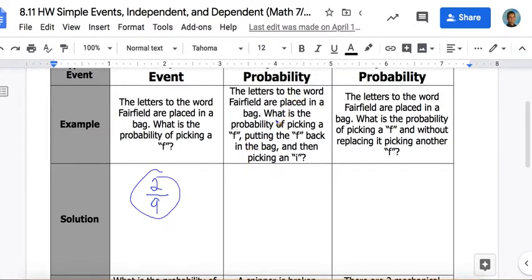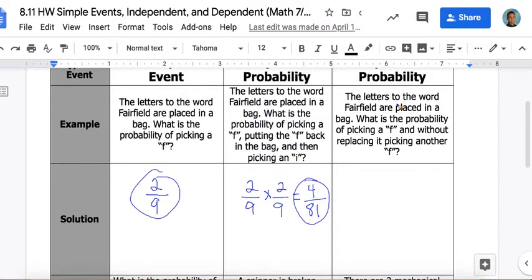Okay, the independent probability here. What is the probability of picking an F, putting the F back, and then picking an I? So we have 2 ninths, and then we also have 2 I's, so also 2 ninths. There's not any cross simplification here, so 2 times 2 is 4, and 9 times 9 is 81. So it's 4 81sts.